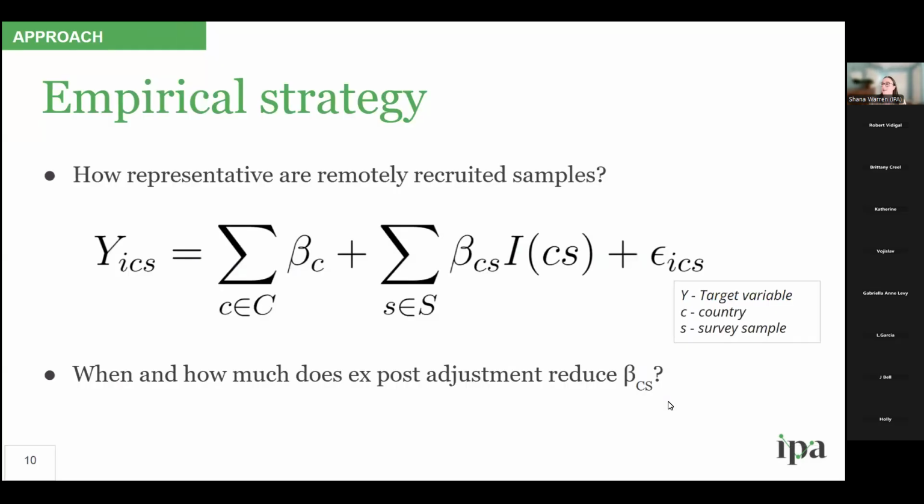So quickly through our empirical strategy. We wanted to know how representative remotely recruited samples were. So for any given target variable Y, at the individual level, we are estimating it within a country, within a specific survey sample. And we want to know when and how much does ex post adjustment reduce the bias. So the estimate on any given variable for whatever our target might have been.